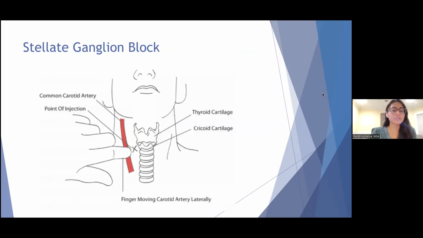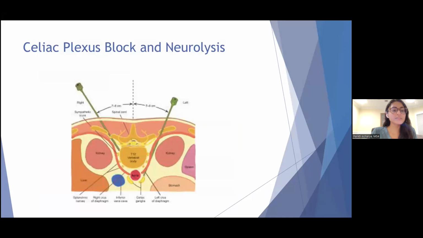And this is a better picture that goes through the stellate ganglion block. So you can see here where the point of injection would be, and identifying the different landmarks. And this is a better overview of the celiac plexus block. So you can see here, this is usually where the needle would go, and these are the different landmarks that would be around it. And like I said earlier, it's usually in the abdominal area.